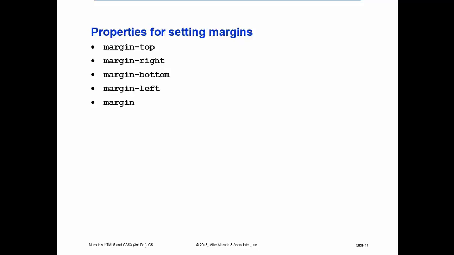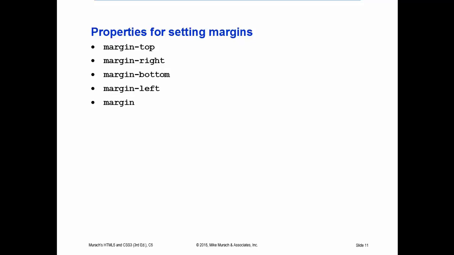Margin bottom, which defines the space between the bottom border of the element and the bottom of the containing block or the top of the element below it. Margin left, the space between the left border of an element and the left side of the containing block, and margin, which allows you to set all of them.